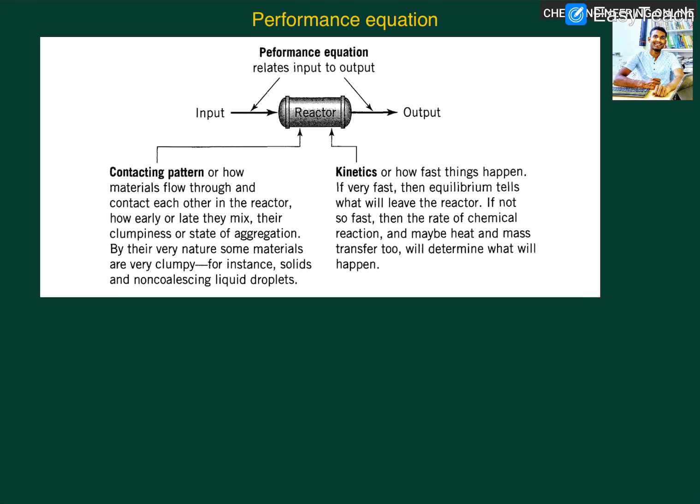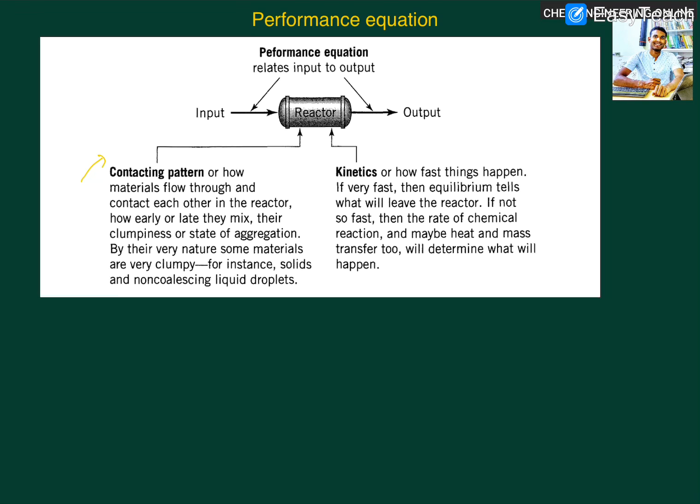In chemical reaction engineering, we always have to deal with this question, that what is the performance equation of a given reactor. So you will have different types of reactor, maybe batch, maybe plug flow or mixed flow. So based on that, you will have a different performance equation. So performance equation relates the input and the output. So what happens inside the reactor is two things, that is how the reactor is, the contacting pattern of the reactor, and the kinetics of the reaction. So kinetics is always associated with the reaction and contacting pattern is always associated with the reactor.